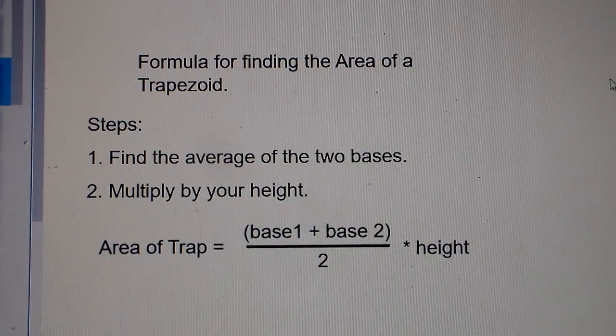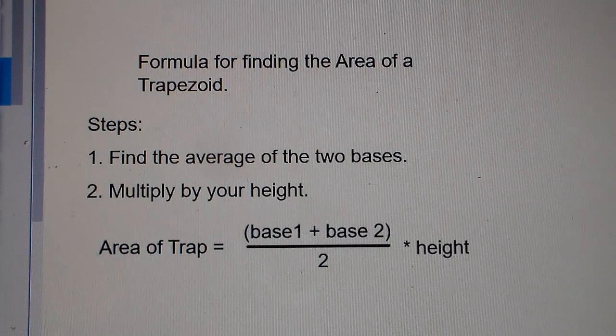The formula for finding the area of a trapezoid. Step 1 is to find the average of the two bases. Then step 2 is multiply by your height. So area of a trapezoid: base 1 plus base 2, those two added up together, divided by 2. And then that answer times the height will get us the area of the trapezoid.